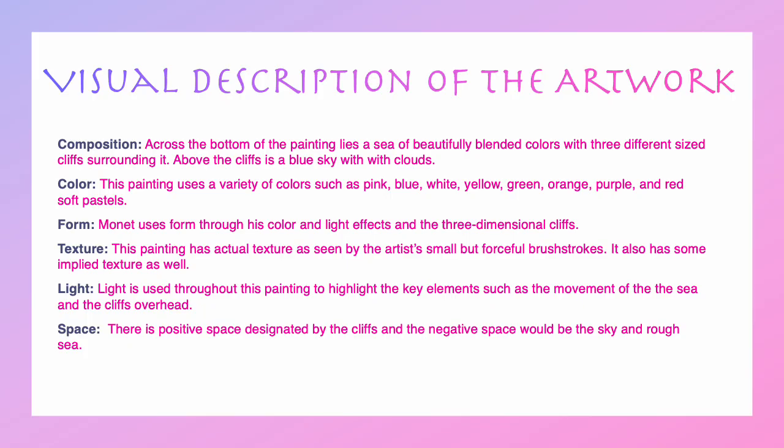In his form, he depicts the three-dimensional cliffs using color and light effects. Actual texture is represented in his small but forceful brushstrokes. There is also some implied texture as well. Light is used throughout the entire painting to highlight the movement of the sea as well as the cliffs. The cliffs are positive space, while the sea and sky would be negative space.